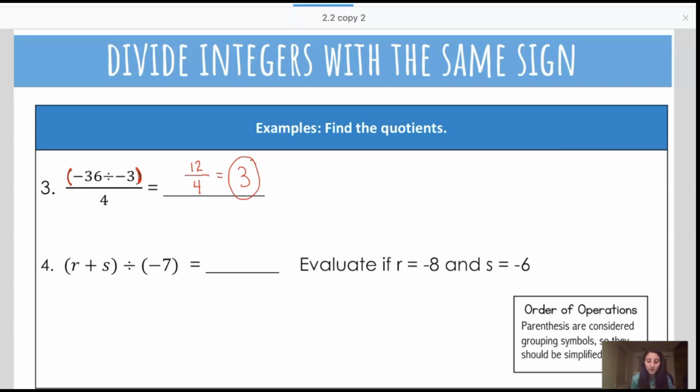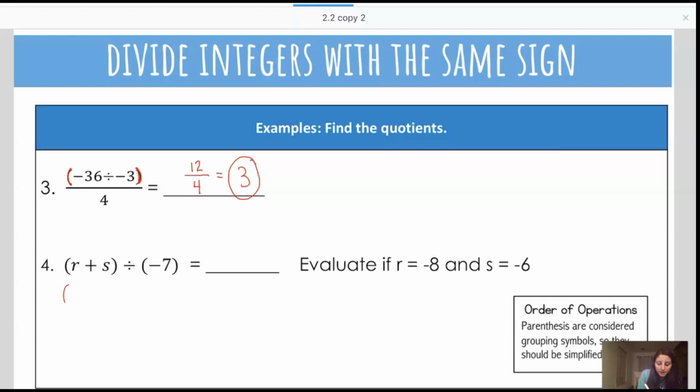Let's look at number 4. In number 4, we have to evaluate using what they give us for R and S. In this case, they tell us R is negative 8 and S is negative 6. So I'm going to plug in those values every time I see R and S in my expression.